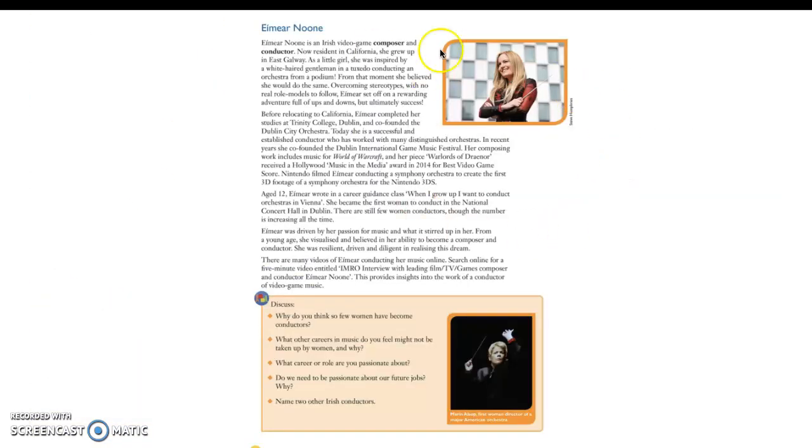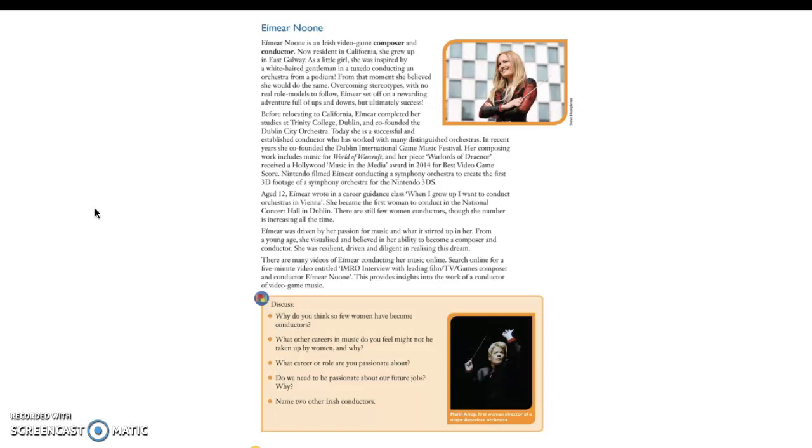The second composer we're going to look at here is Emer Noone. This stuff here is taken from the Sounds Good 1 book. So just in case you're looking at page 76 of your Sounds Good 2 book and you're wondering why it doesn't match up, it's a different book, okay? So there you go. She's an Irish video game composer and conductor, now resident in California. I believe she moved back to Ireland during COVID, but I wouldn't be quite sure.